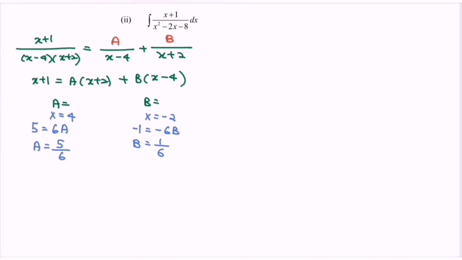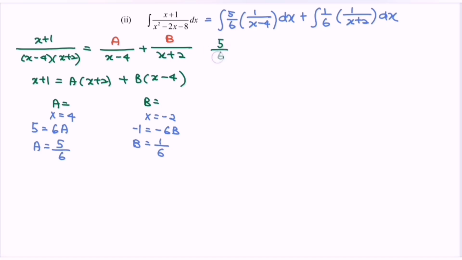Rewrite the situation. So where we have integrate 5 over 6 multiplied with 1 over x minus 4 with respect to x, plus integrate 1 over 6 bracket 1 over x plus 2 with respect to x. So kindly integrate the situation. Since both of the functions are reciprocal functions, make use of the reciprocal. So 5 over 6 ln x minus 4.